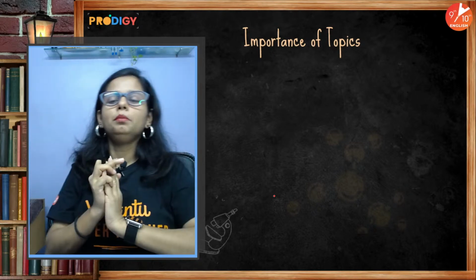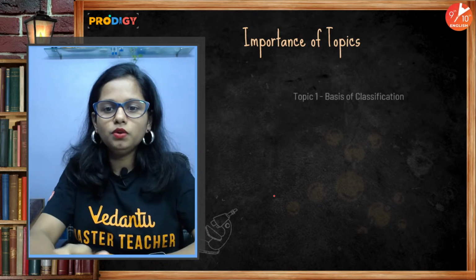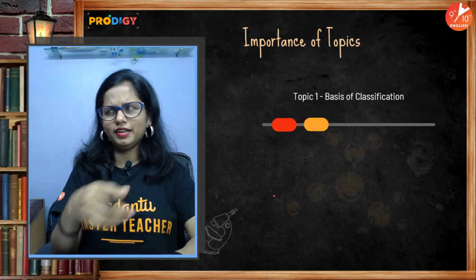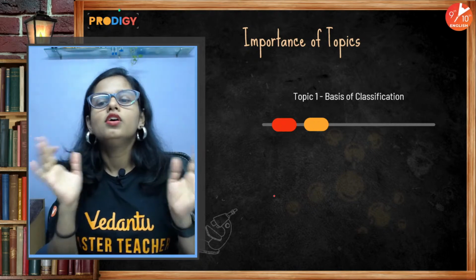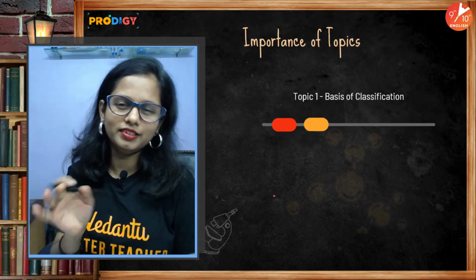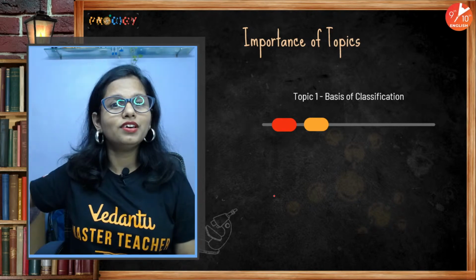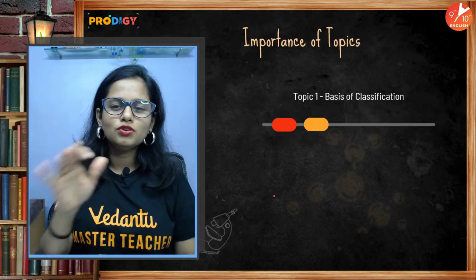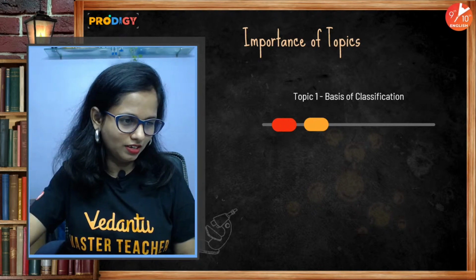So people, let's now talk about the importance of the topics of this chapter. Basis of classification: see how living organisms are classified, like unicellular, multicellular, autotrophic, heterotrophic, with cell wall, without cell wall. That's really basic, and that's the reason why it's very easy. Understanding this is like makhan. So I will rate it 2 on a scale of 5.